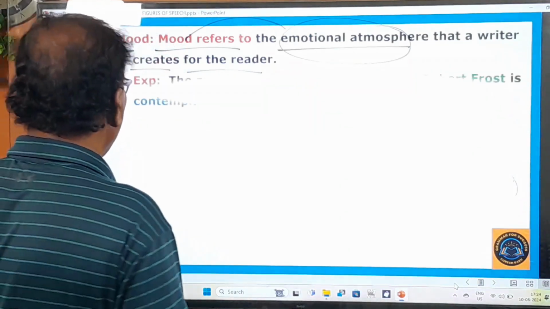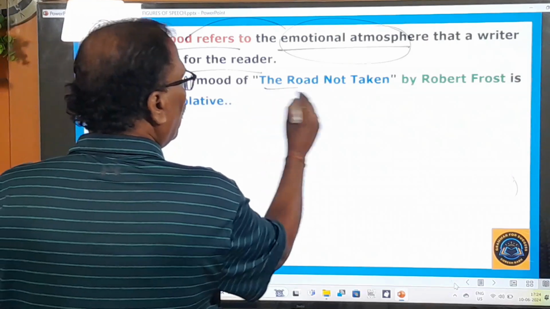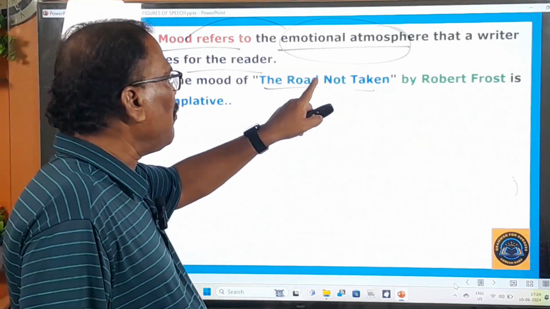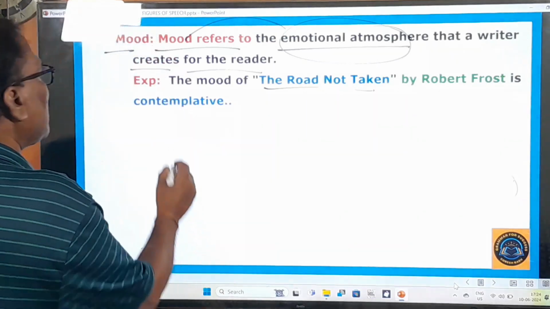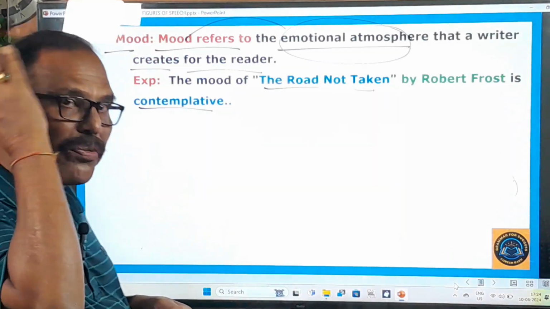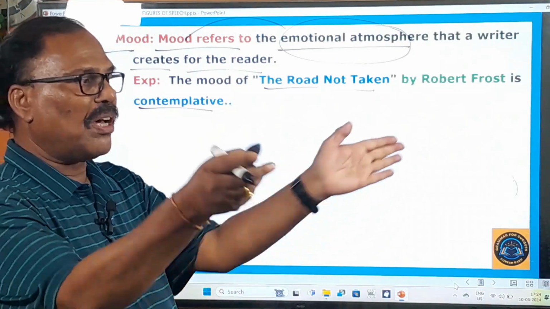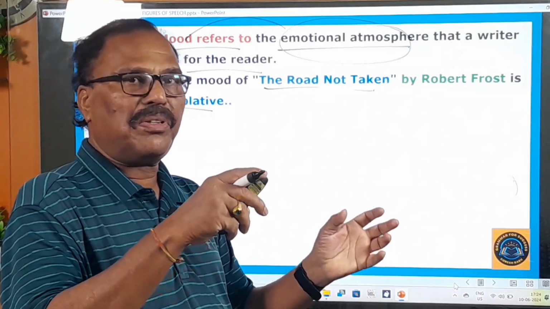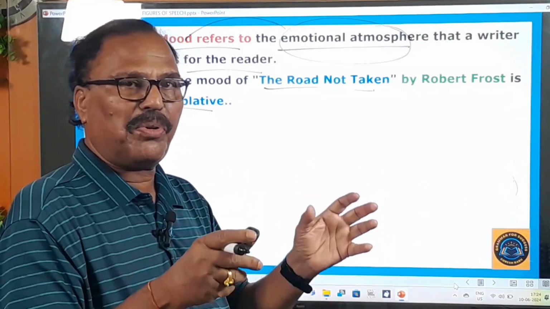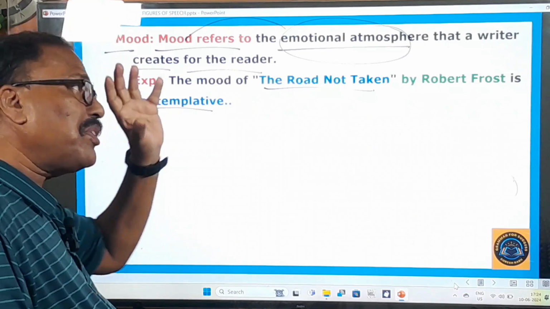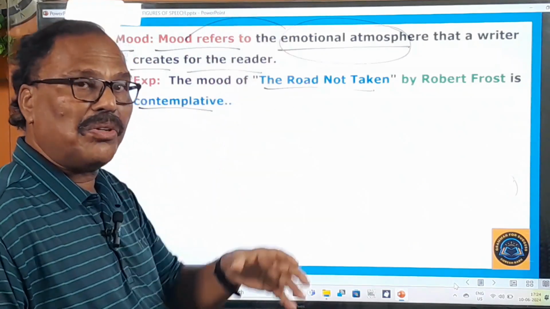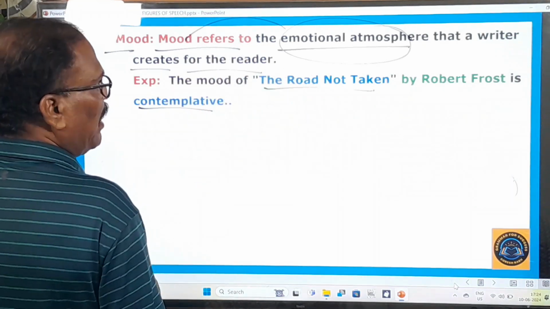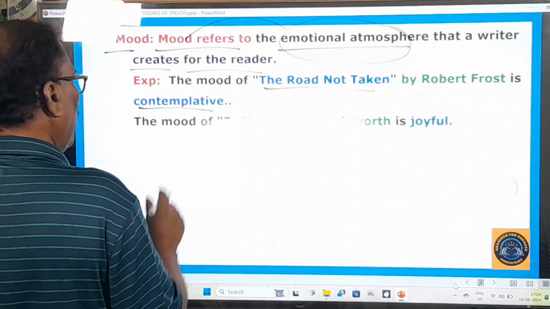Here is one example I would like to give: the mood of The Road Not Taken. This poem is also there in your syllabus. What is the mood of this poem by Robert Frost? It is contemplative, thoughtful. When two roads are there, whether to take the first one or the second one, you have to think about that, contemplate. So that is the mood created in this poem by Robert Frost. And one more thing, the mood of Daffodils.